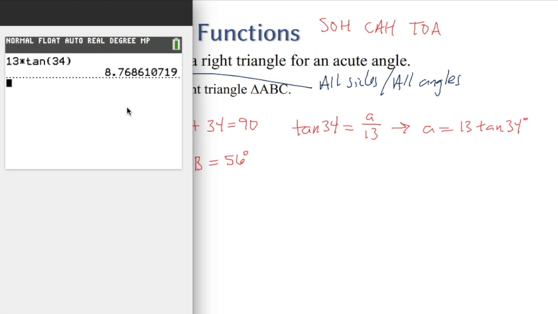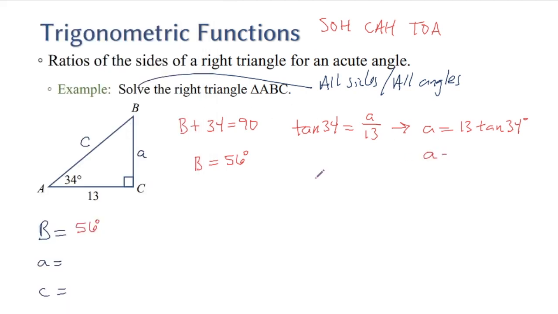It doesn't work out to be a super nice number, but I can go ahead and jot that down as about 8.77. So I'm okay rounding to 2 places. So actually, I'll write down here, 8.77 will be fine.